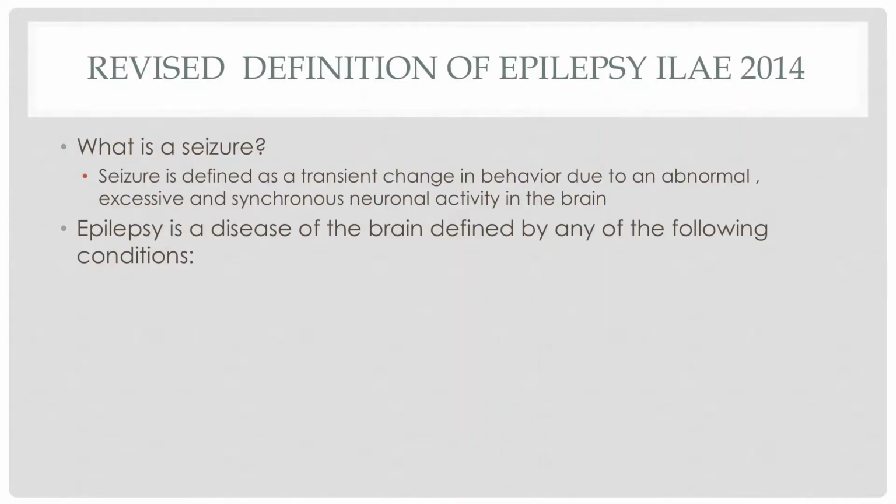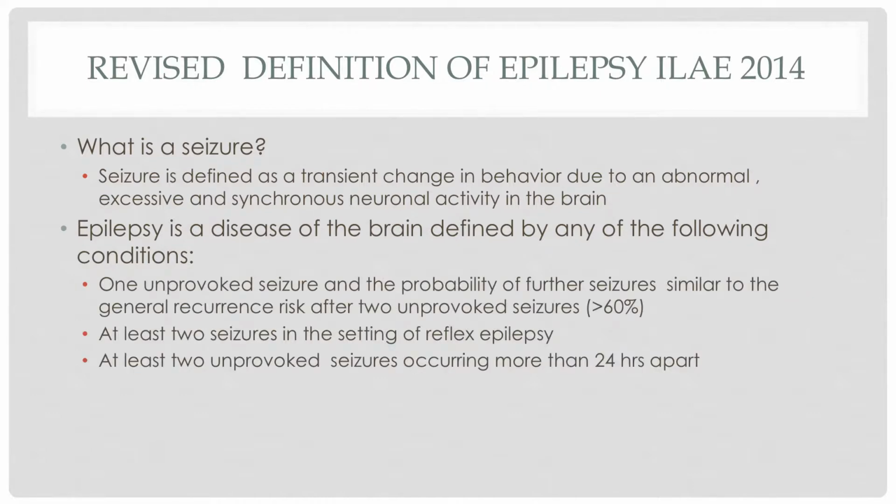Epilepsy, on the other hand, is a disease of the brain defined by any of the following conditions. At least 2 unprovoked seizures occurring more than 24 hours apart, or 1 unprovoked seizure and the probability of further seizures similar to the general recurrence risk after 2 unprovoked seizures, which is about 60%. And any patient with at least 2 seizures in the setting of reflex epilepsy. Reflex epilepsy is the type of seizure that is triggered by external stimulation, such as flashing light, video game, or stereotypic sound.